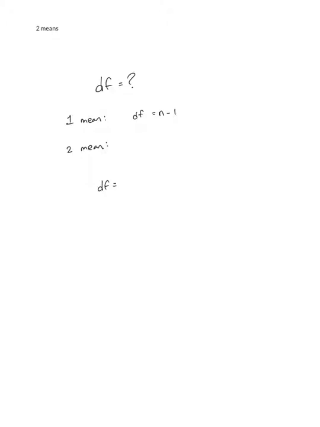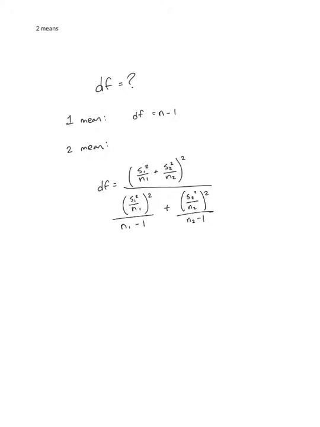It starts by taking s1 squared over n1 and adding it to s2 squared over n2. I then take this and I square it all. After I'm done with that, I go ahead and I divide it by something. In fact, I divide it by s1 squared over n1 quantity squared, divided by n1 minus 1. And I go ahead and I add it to the same thing for my other sample: s2 squared over n2 quantity squared, all over n2 minus 1.